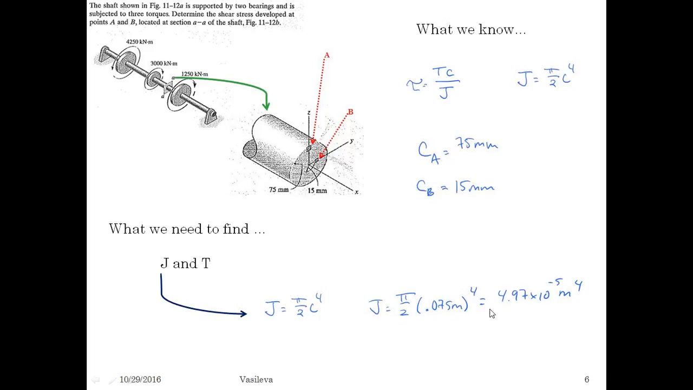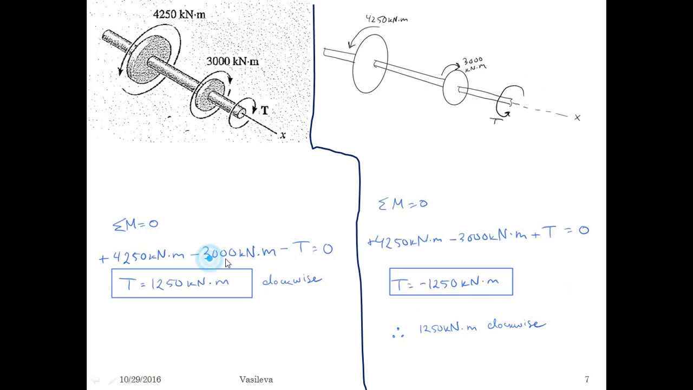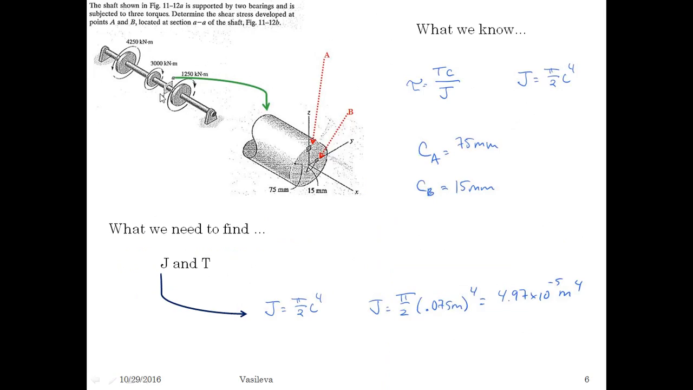So I end up with a polar moment of inertia of 4.97 times 10 to the negative fifth meters to the fourth. Okay, so I've solved for J. The only thing left to solve for is T. So to solve for T, I basically take the rod, I cut it, and I choose to look either at everything to the left or to the right. In this case, I chose the left, but you can also choose the right. It'll be the same analysis, you'll get the same answer.